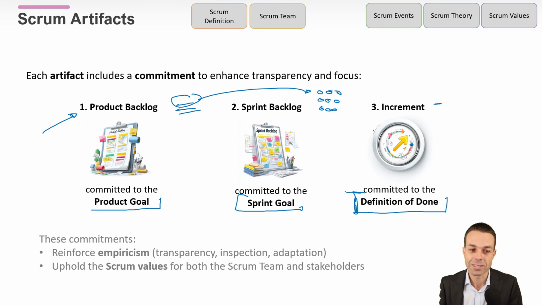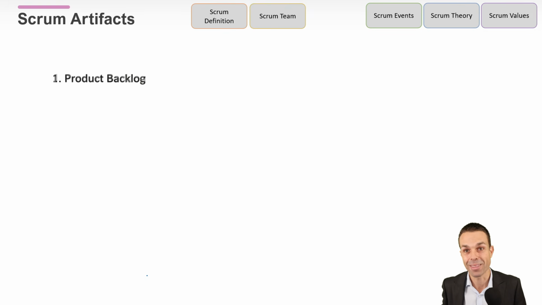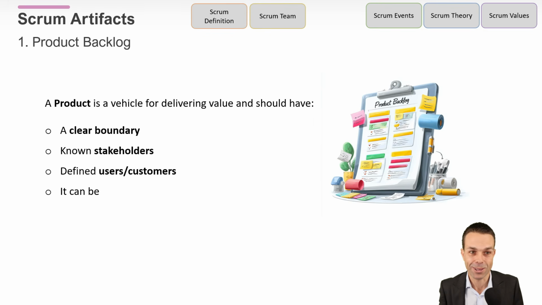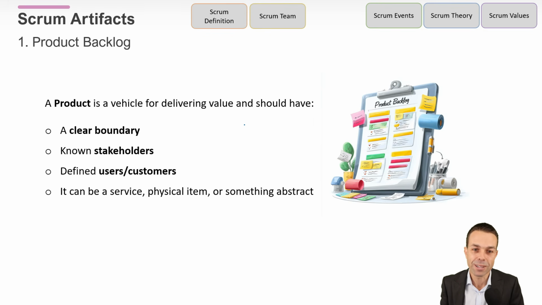All of these commitments reinforce empiricism, there's that word again, and transparency and inspection and adaptation. So all of those things. And they uphold the Scrum values, which we'll see at the very end of this course. Now, the product backlog. A product is a vehicle for delivering value to our customers.